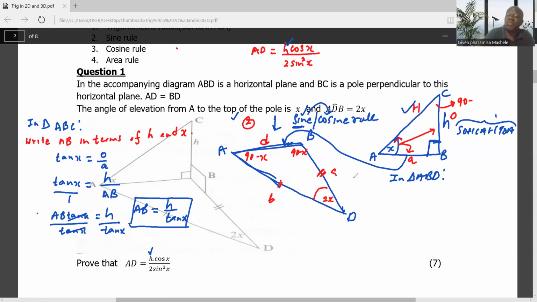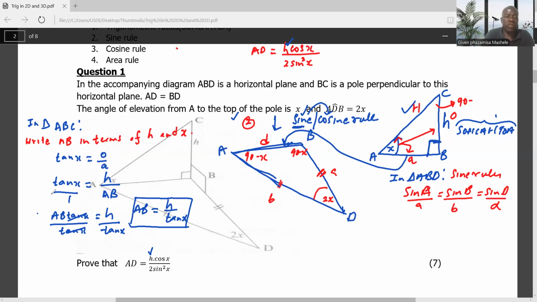I want to use the sine rule because this is not a right angle triangle. If the sine rule fails, that means we have to move to cosine. So I'm going to say: sine angle A divided by small letter a, equals sine angle B divided by small letter b, equals sine angle D divided by small letter d. It's the sine rule.